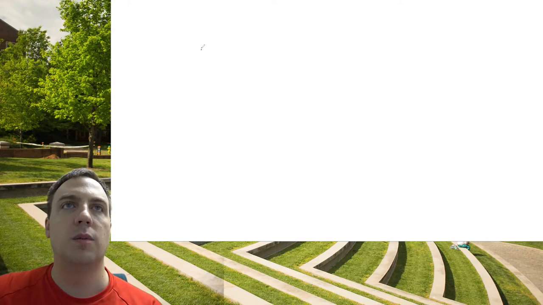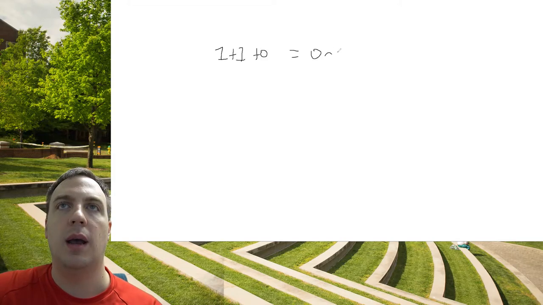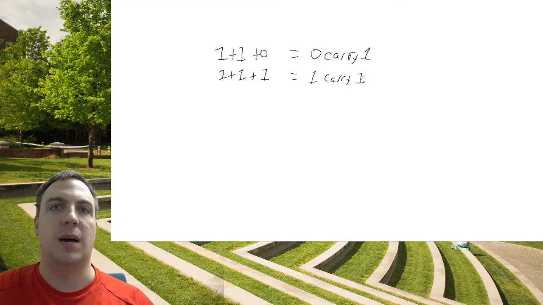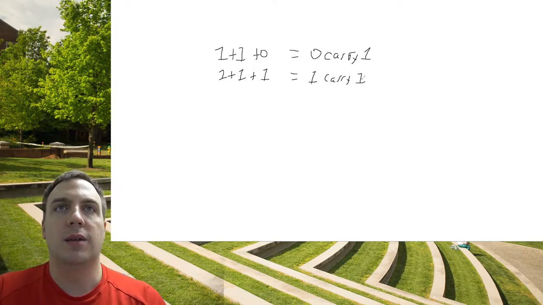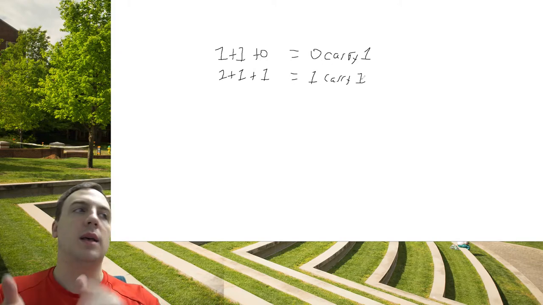So there's 1 plus 0 plus 1. Let's just do it this way. 1 plus 1 plus 0, so there's no carry, that's 0, carry the 1. Then we have 1 plus 1 plus 1, which is 1, carry the 1. Everything else, you just drop down whatever values it's going to be. So that's the simple way to look at what this is going to be. So it is possible to get 1, carry the 1.